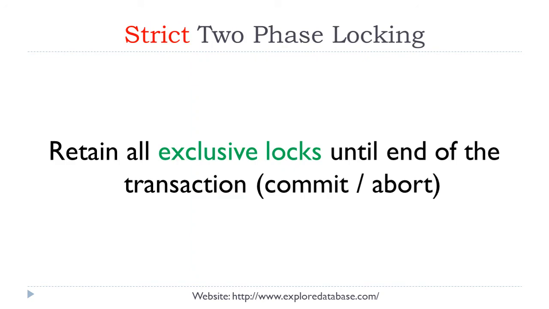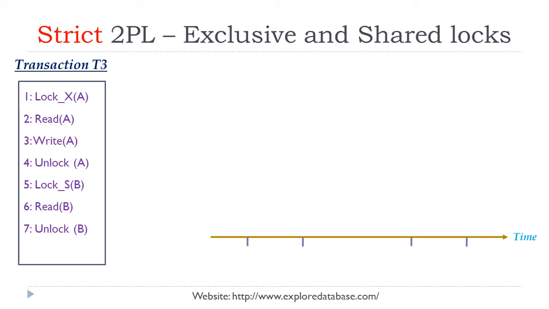How do we get rid of this cascading rollback problem? The answer is strict two-phase locking, where we retain all exclusive locks until the end of the transaction, that is, until it commits or aborts. We just retain all the exclusive locks until we commit or abort. Let us discuss that with an example.